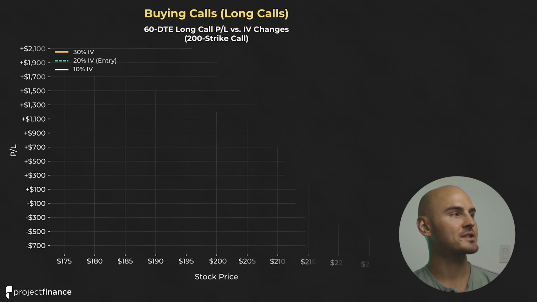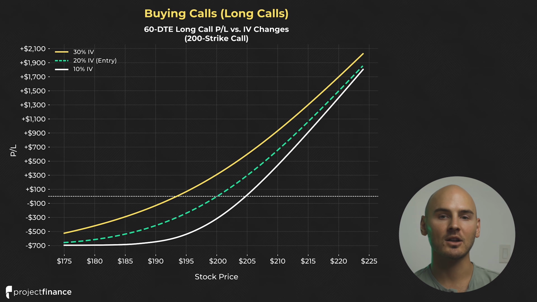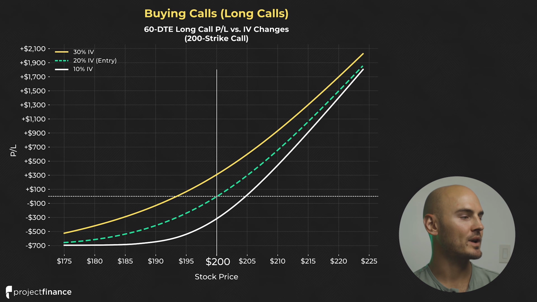So essentially, we're just going to look at the profits and losses of popular option strategies based on implied volatility changes alone, assuming no passage of time and at various stock prices. This first chart is just buy call options, aka long call options, and we are looking at a 200 strike call option with an entry implied volatility of 20%.